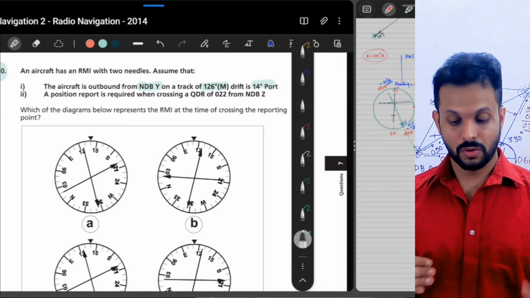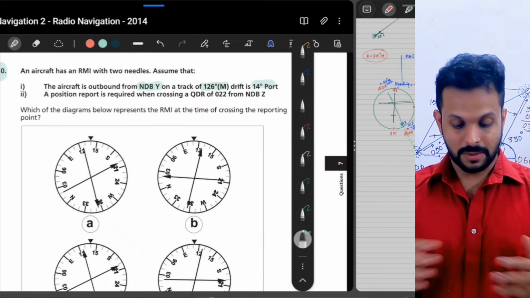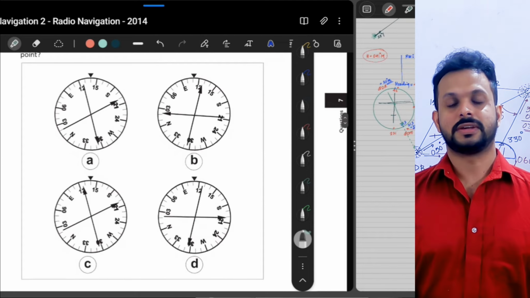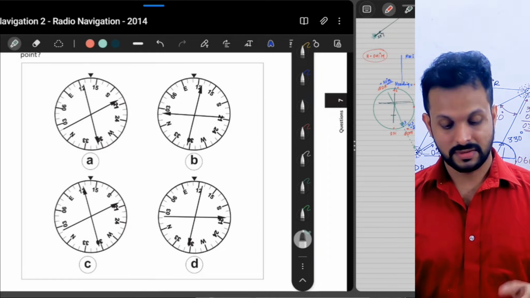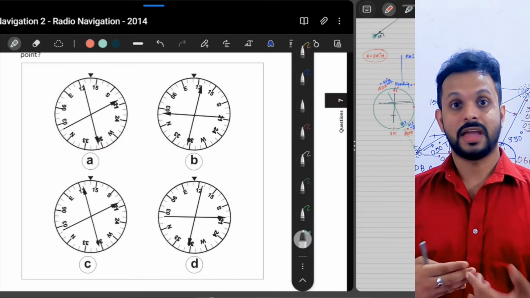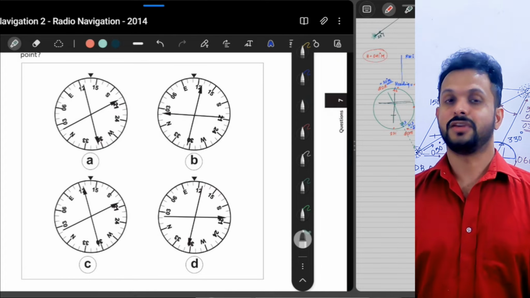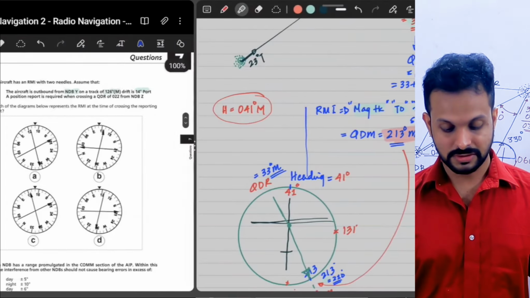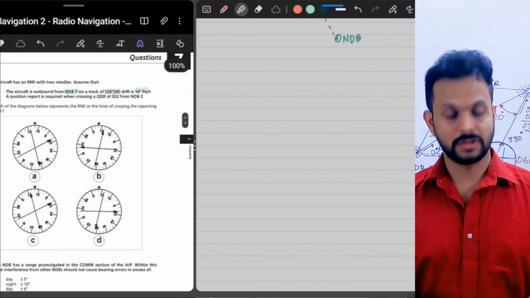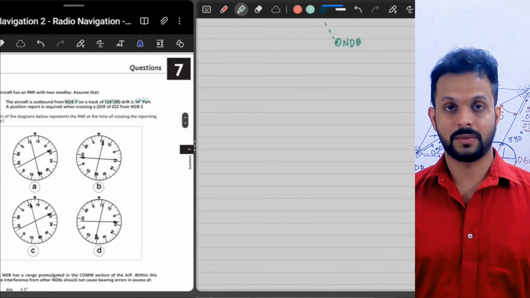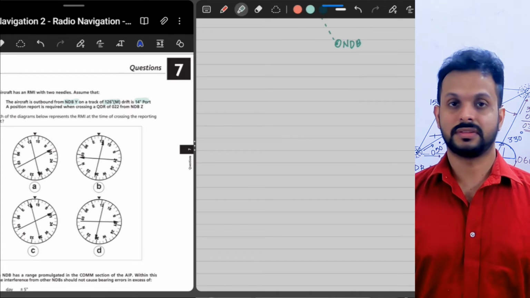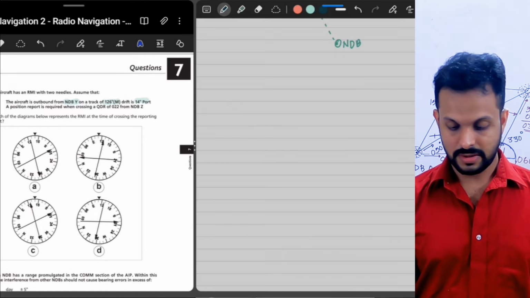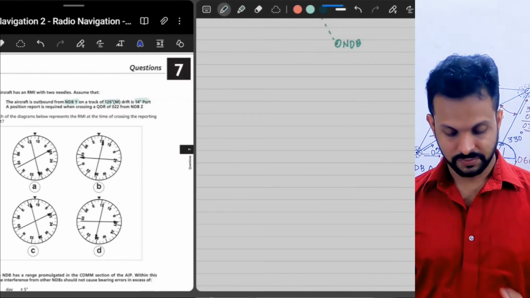All right, so what we're going to do here is depict the very first part of it and then impose the second assumption onto it. It's an RMI, radio magnetic indicator, therefore the head of the RMI is definitely the heading of the aircraft. So all the basic information is right here, and we have the options in the form of the 4 indications. You're supposed to pick the right indication showing both these assumptions correct. Let's go to this question. Let's start drawing.